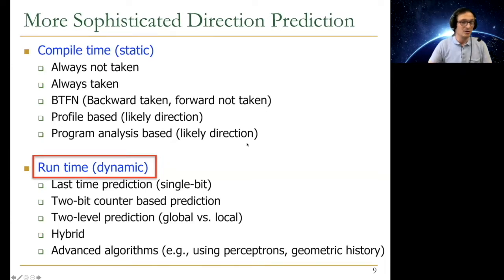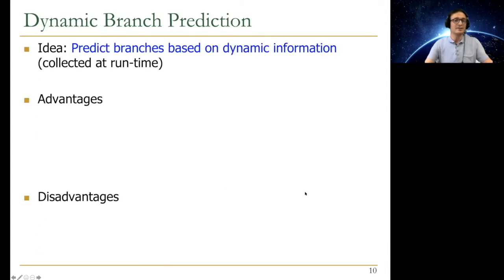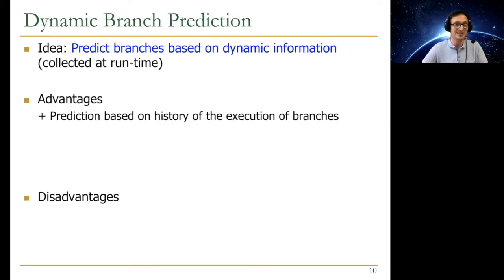Okay. So we're going to look at many algorithms for runtime dynamic branch prediction, and the simplest one is going to be last time prediction, as we will see. The idea of dynamic branch prediction, as I already said, is to predict branches based on dynamic runtime information that's collected at runtime. So this has advantages and disadvantages like any idea in computer architecture. First of all, the advantages: you make your prediction based on the history of the execution of the branches, based on what you memorize or learn over time, as we will see.